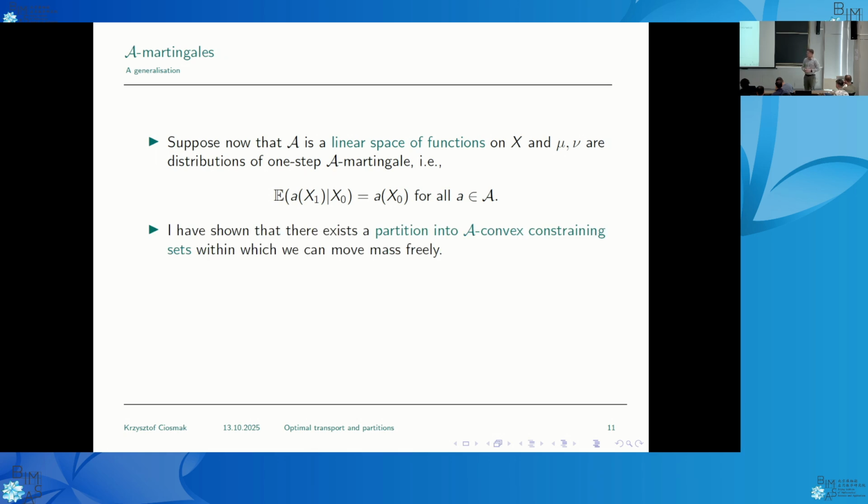So I have shown that in this setting, we also have a partitioning of the space into sets, which also enjoy the property that we can move mass freely within the sets. But this time, the sets are not convex, but they are A-convex. And A-convexity is defined in a completely analogous way to how we can define holomorphic convexity.